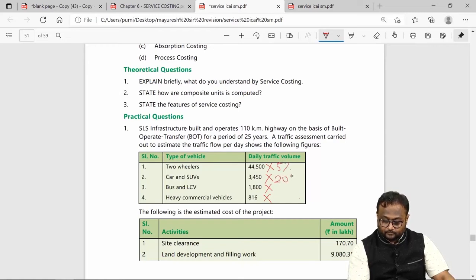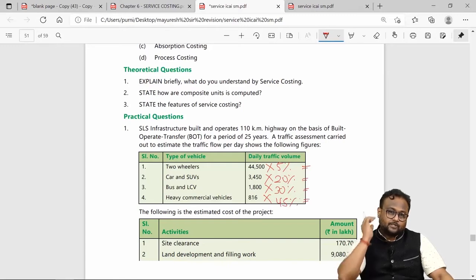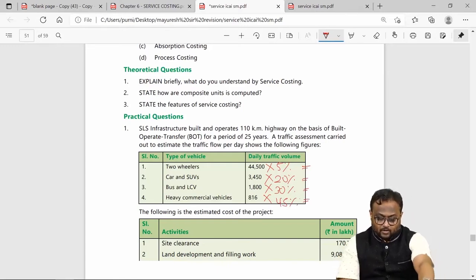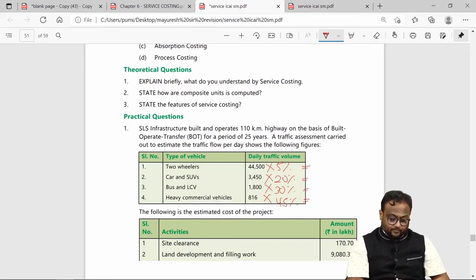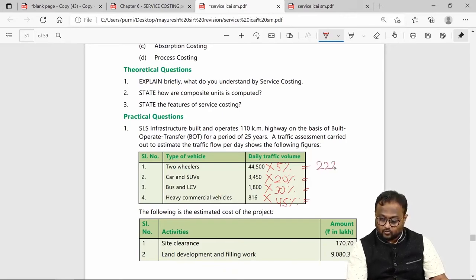5, 20, 30, 45. You can either go for the equivalent production calculation given in the question, or there is one more simple way of doing it. 44,500 two-wheelers, the coverage is very less, so 2225. 3450 cars into 20% weightage, 690.